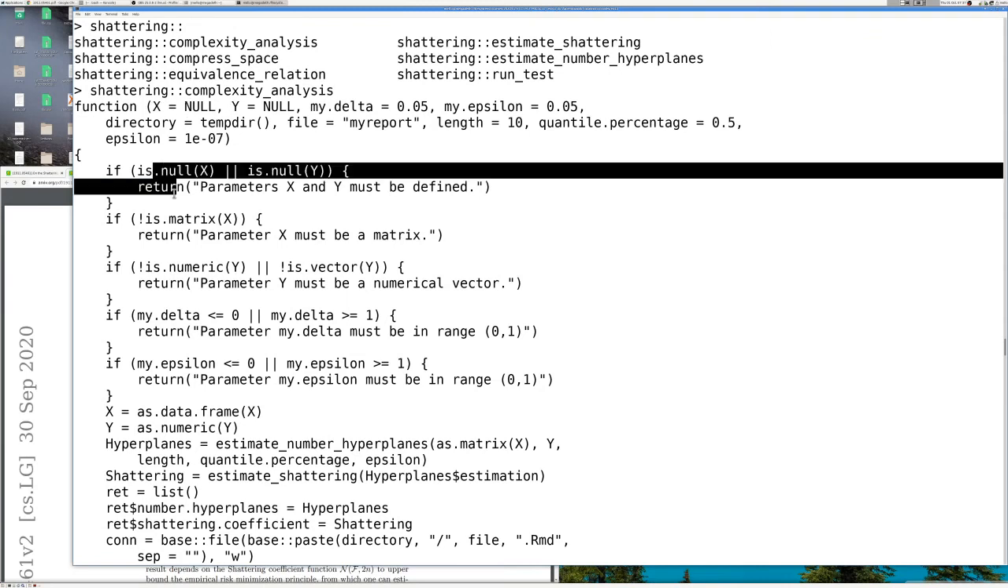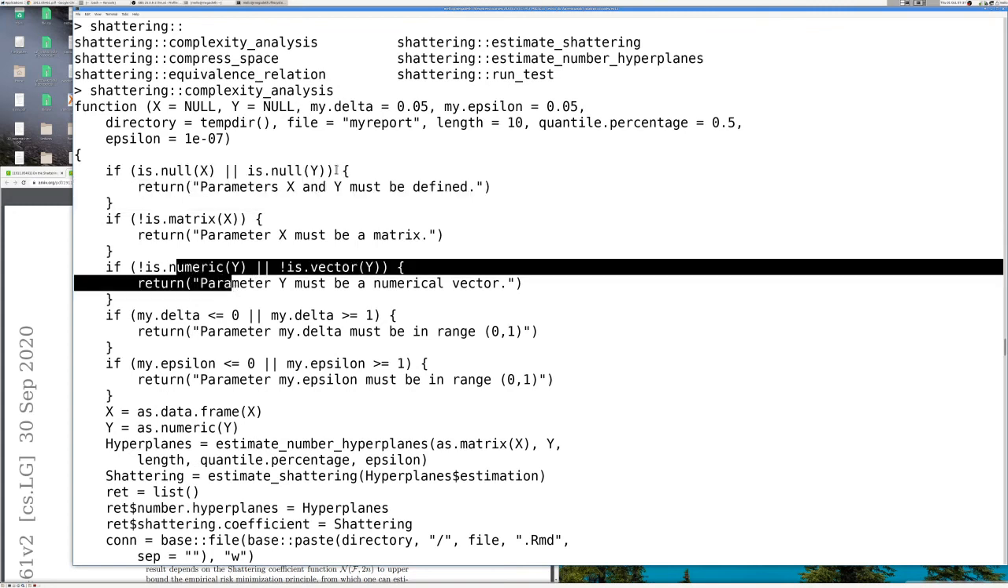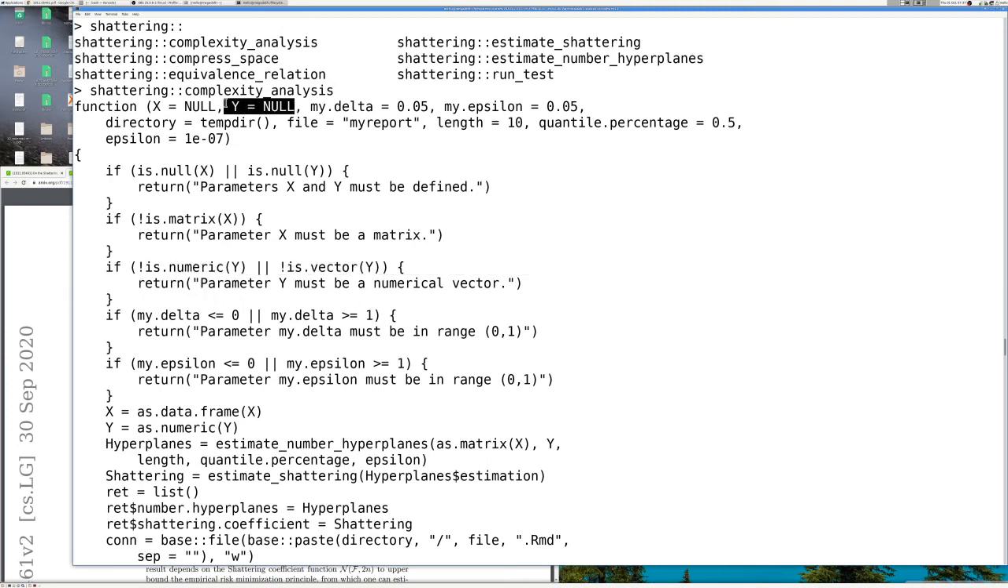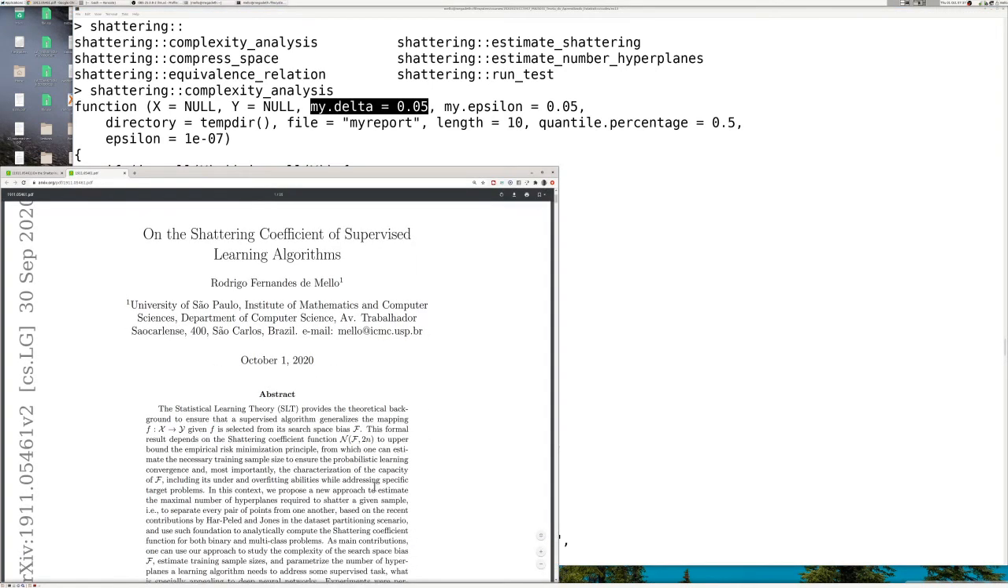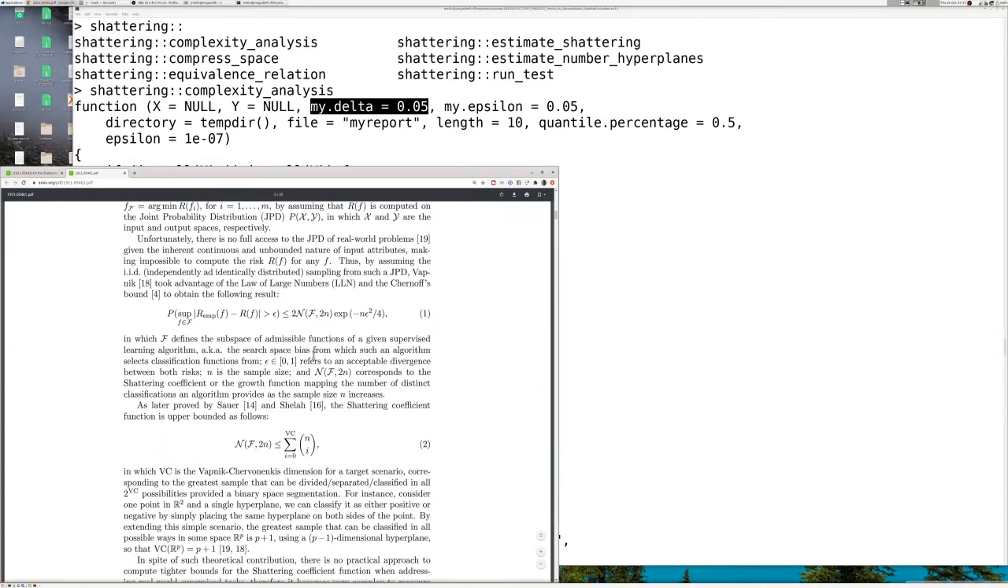As you can see here, it has to be a matrix. Y has to be a numerical vector having the classes, the labels. Here we've got my delta. Actually, my delta will define, let me go down, this upper bound for the empirical risk minimization principle.